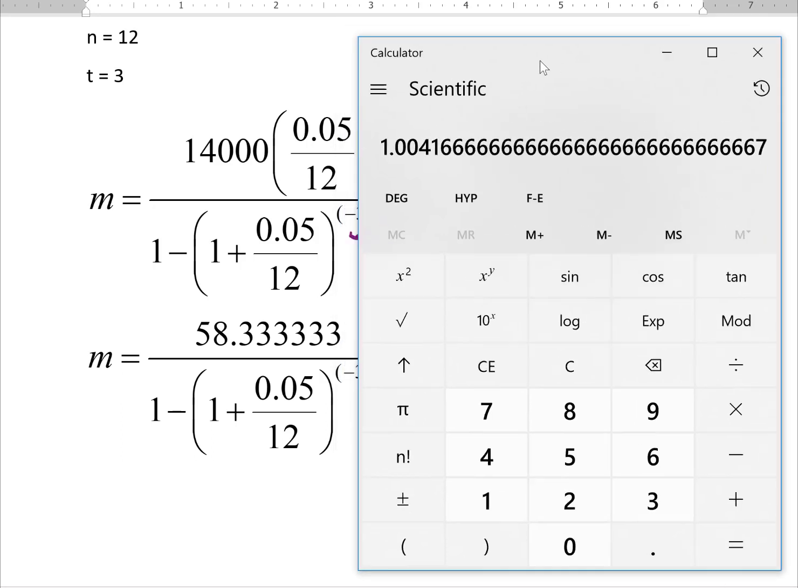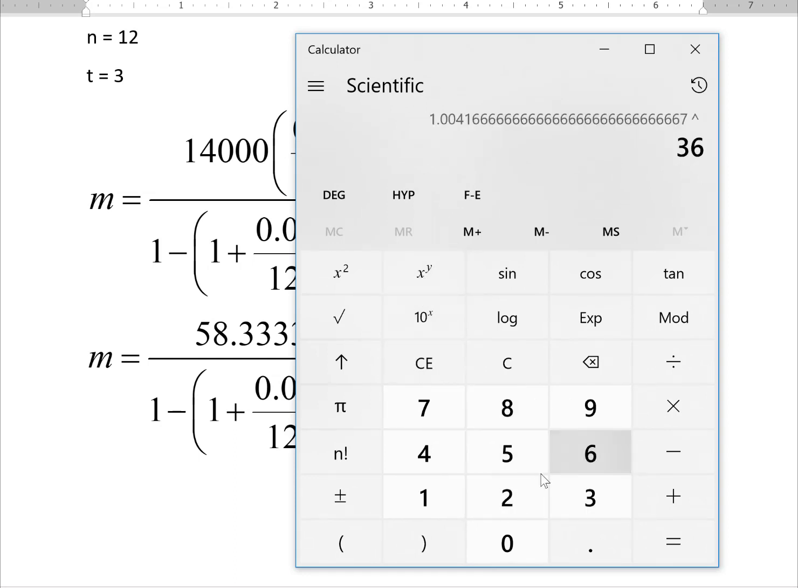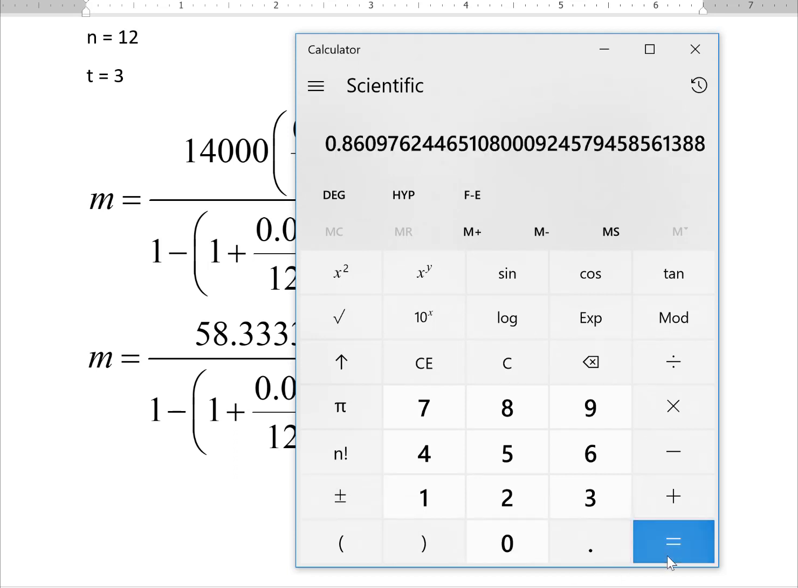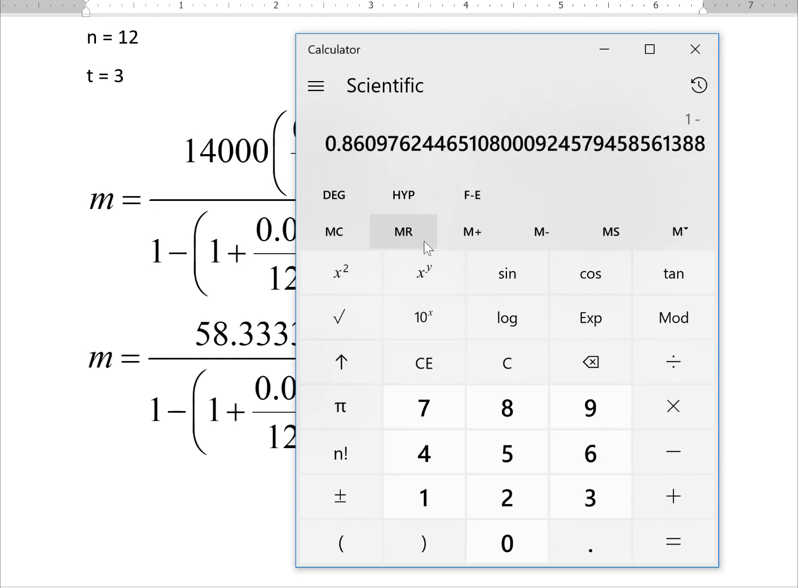Now I need to raise it to that negative 36 exponent, and here's my exponent key. And in this calculator, you put in the number, and then you negate it. And I need to subtract this from 1. So rather than writing it down, I'm going to put it into my memory. And I'm going to take 1 minus memory recall equals.